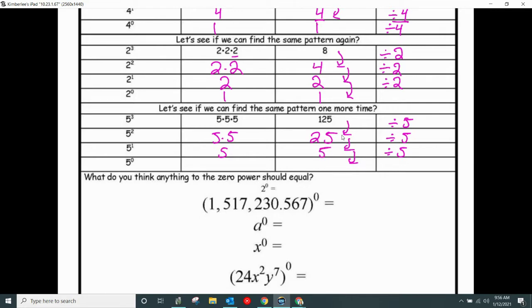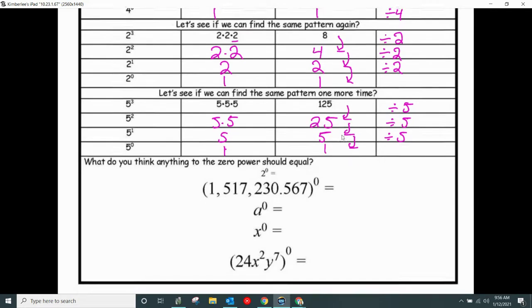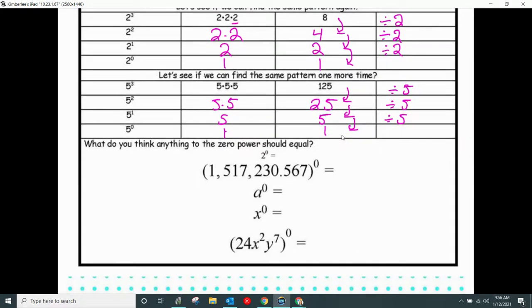1. So that means anything to the 0 power should equal what? It's going to equal 1. If I have 2 to the 0 power, I'm going to get 1. If I have a huge number, 1,517,230.567 to the 0 power, I'm going to get 1. If I have a to the 0 power, I don't know what a is, but I know it's some number raised to the 0 power, the answer is going to be 1. If I have x to the 0 power, the answer is going to be 1. It all has to do with that 0 exponent that we're looking at here.